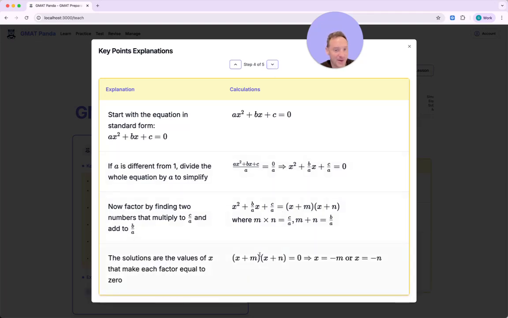When we do that, effectively, we turn the equation into a format like this: x plus m times x plus n equals 0. And that actually gives us our solutions, but where we have to be a little bit careful is that the solutions are the opposite signs of m and n. Why? Because in order for this to be 0, we need one of these parentheses to be 0, because when you multiply something by 0, you get 0. And in order for x plus m to be 0, you need x to be equal to minus m, not plus m. And the same for minus n, not plus n.